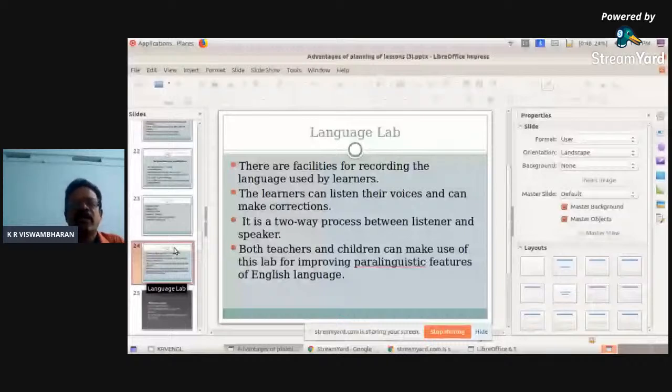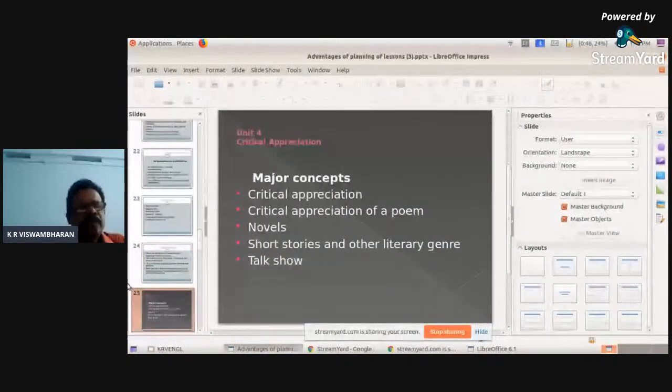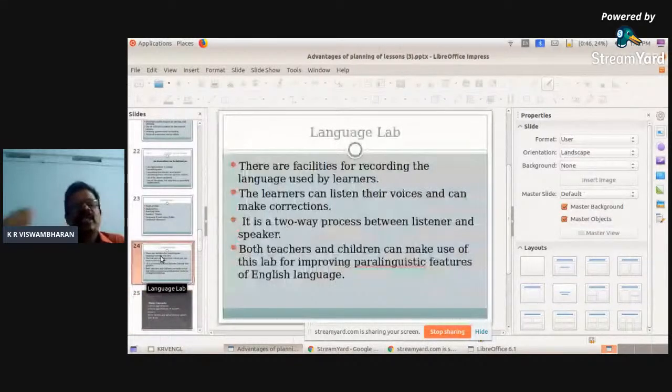Everything they can do. So it is a very innovative device for improving the speaking skills and listening skills of the students. Teachers and children can make use of this lab for improving paralinguistic features of the English language. So these are the major innovative ideas which can be used as part of innovative strategies of learning a language. A language lab can be set up. Now it is not so costly even.